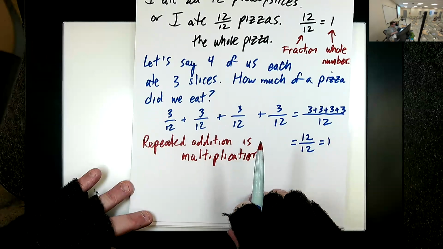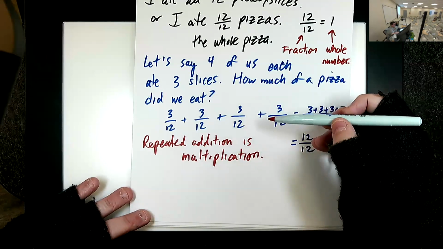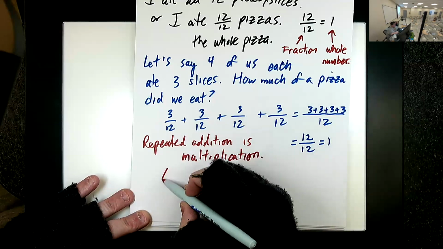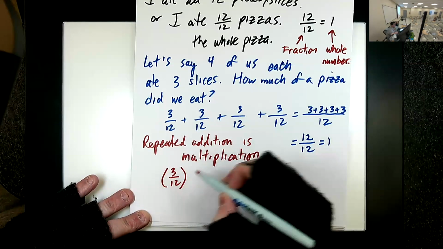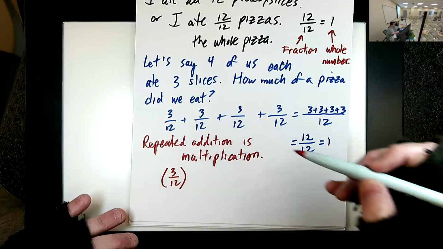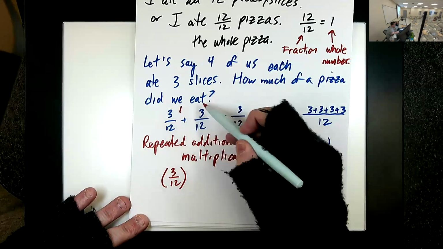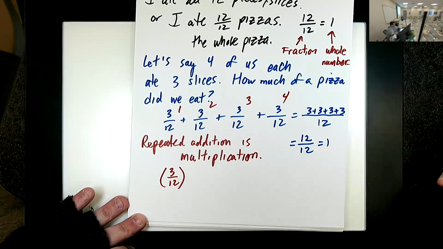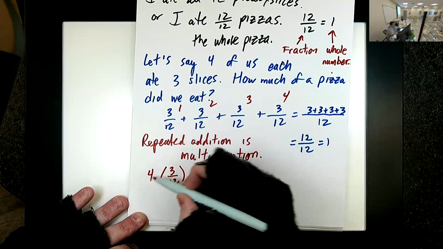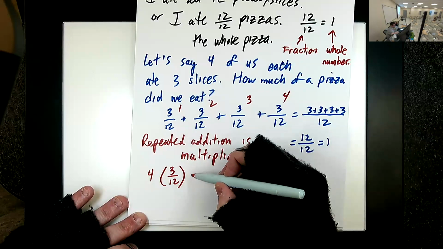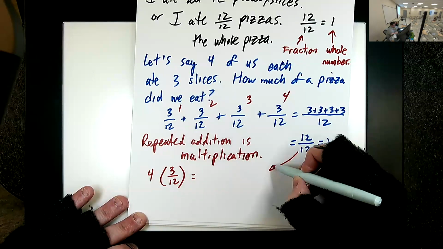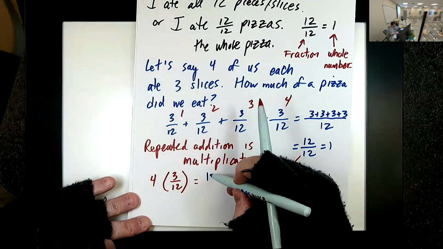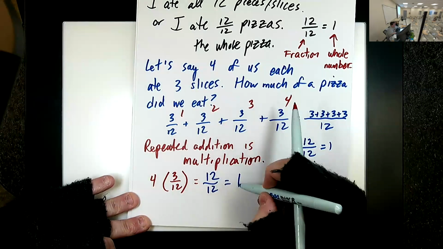So the way we write addition as multiplication is we look at the thing that's being added repeatedly, which is the 3 12ths, and we look at how many times we're adding them. I have 1, 2, 3, 4 of them being added together. I can multiply this by 4. I should still end up with the same value, 12 over 12, which is 1.